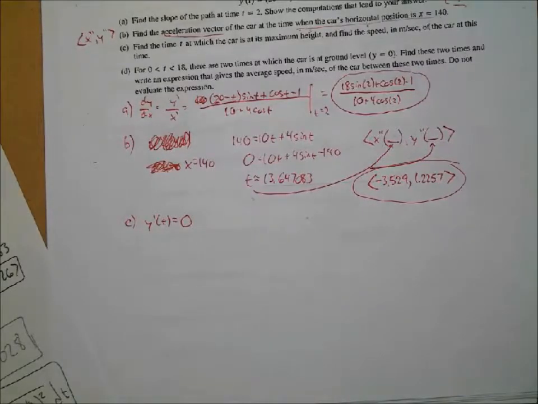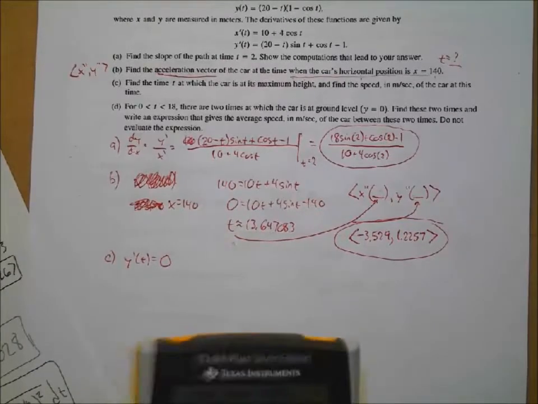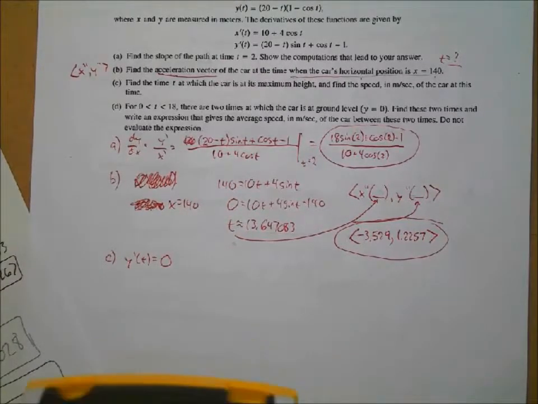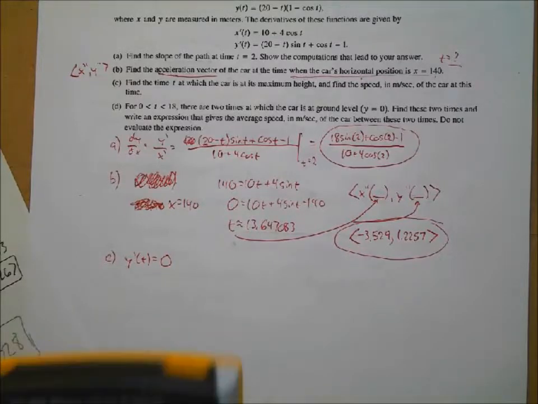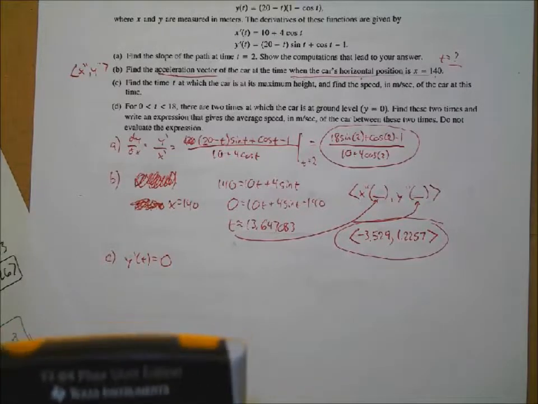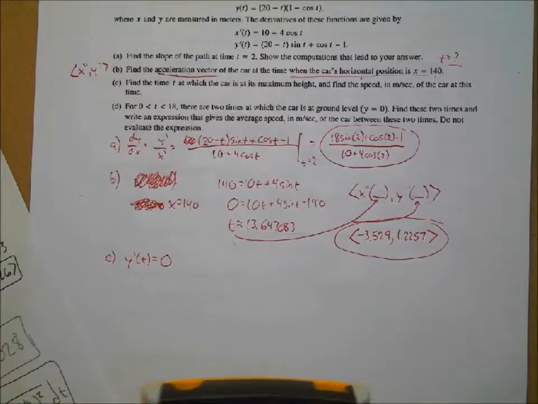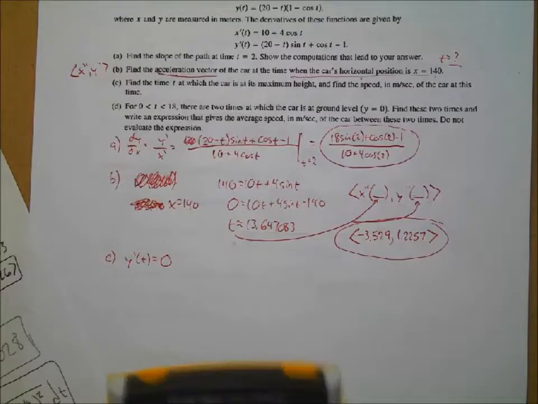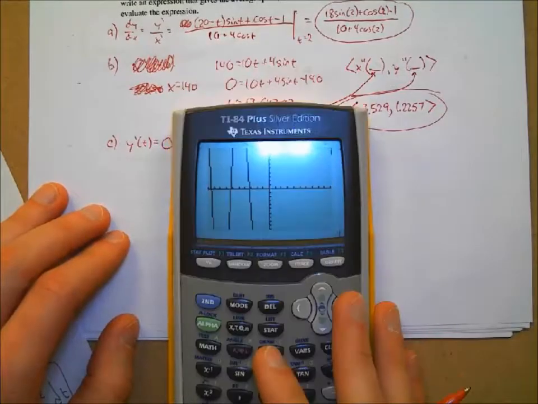So we can graph y prime here and see when it equals 0. Okay, graph it. Assume 4 here. Or actually assume 6. Let's do that way. Oops, there we go.